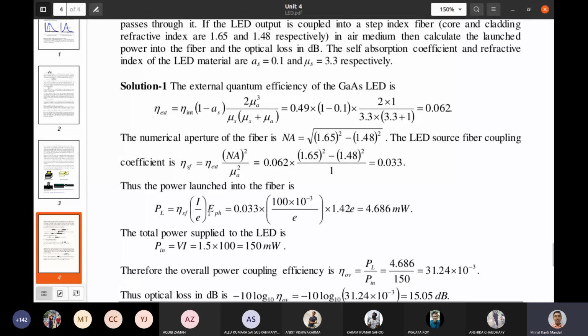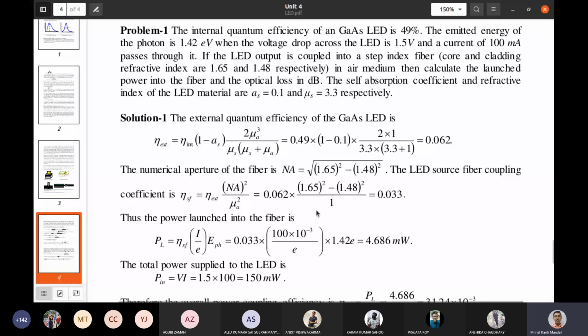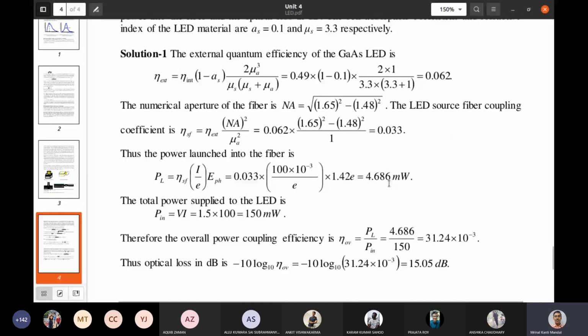The current I have already mentioned, the charge, and the photon energy we have already mentioned as 1.42 eV. So in terms of E, if we multiply, then it will cancel out, so it will be milliwatt power. And at the same time the input power is 1.5 into 100, so 150 milliwatt.